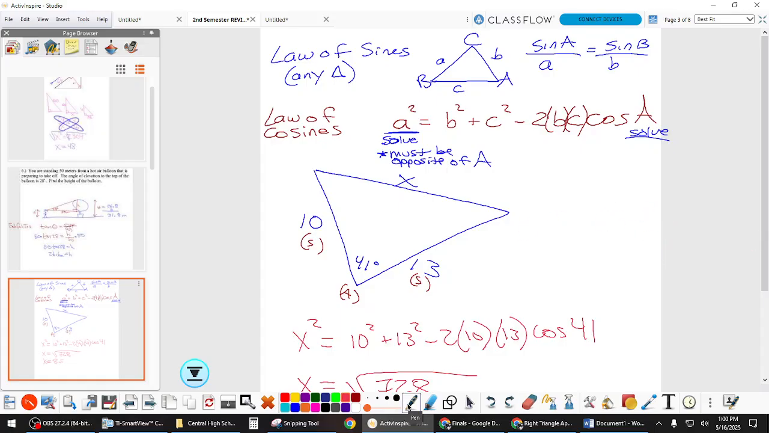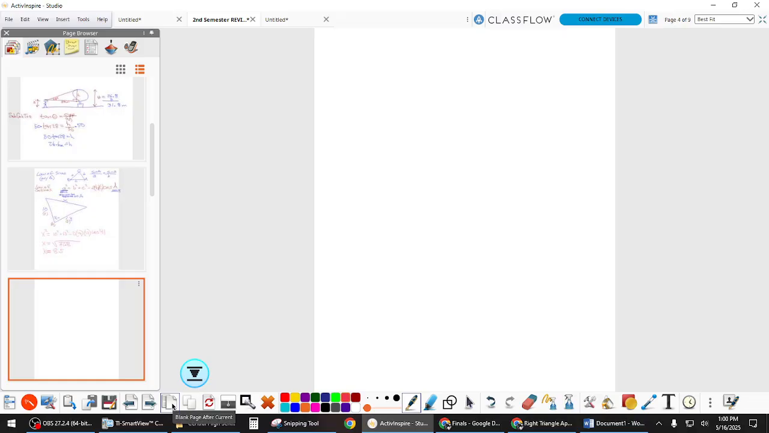Alright, let's do a law of sines problem. Maybe I shouldn't have said that and just let you pick. This is going to be one that is called an ambiguous case. Maybe I shouldn't do it that way. Let's just do the usual.